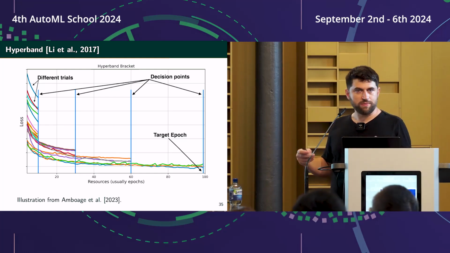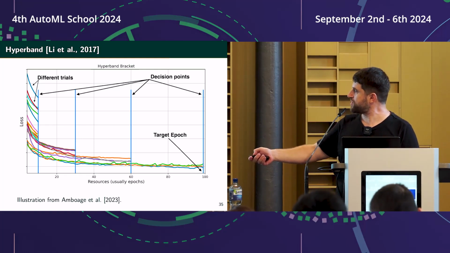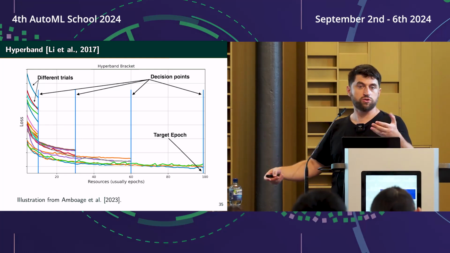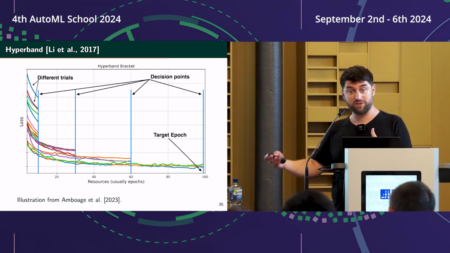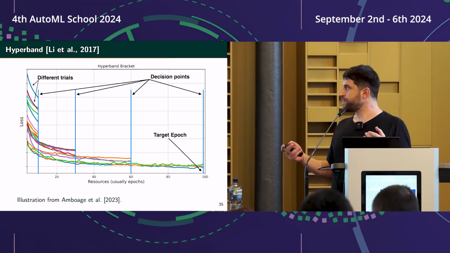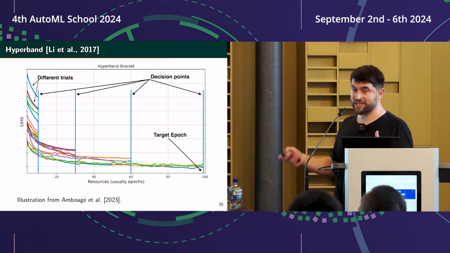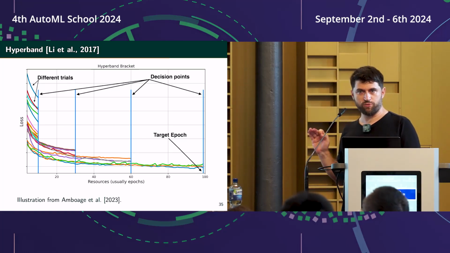Hyperband does also something more on top of this. It has different sets of decision points, because you don't know whether you should evaluate configurations after 5 epochs, after 2, after 7. It depends on whether configurations have converged or not. So you have different sets of decision points known as brackets. But those approaches also have a problem.